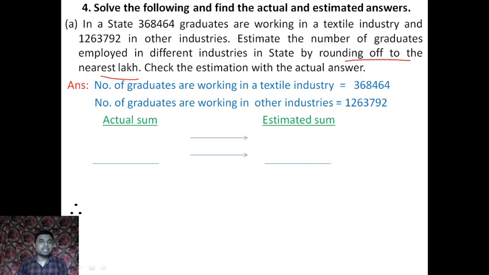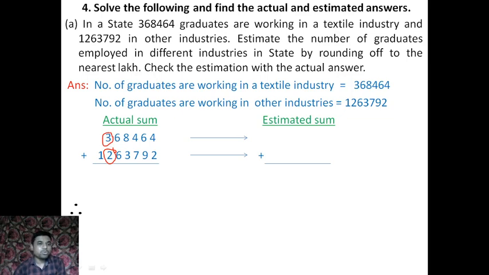In the previous class we learned the case where nothing is told about which place to round to. But here, when it asks for rounding to the nearest lakh, we have to round to the nearest lakh. First write it. Now we will round to the nearest lakh. In this number, look: ones, tens, hundreds, thousands, ten thousands, then the lakh place. So we will round at this digit 3, and here 2 is at the lakh place. Is it clear, my dear students?